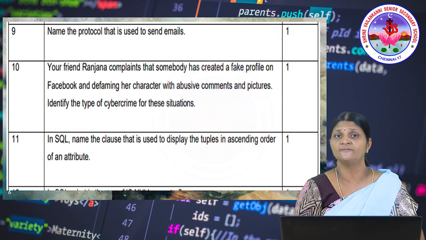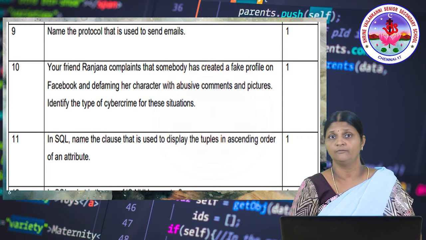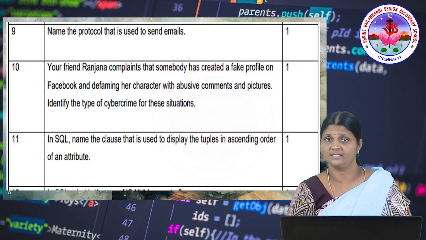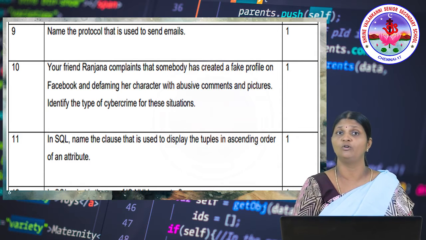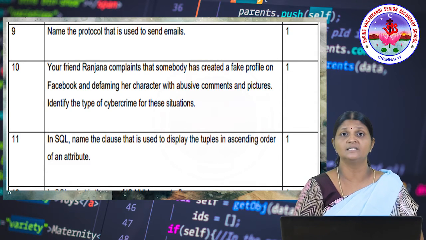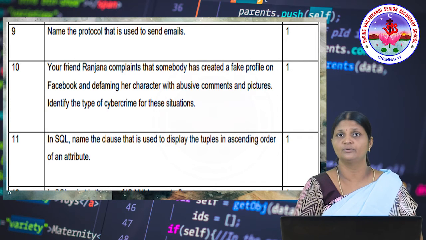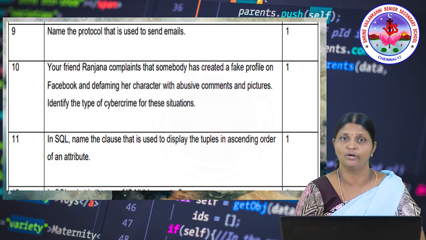If you don't specify anything beside the field name, that is ORDER BY field name, and then you give ASC or DESC, right? If you don't specify the order, it automatically displays the sequence in ascending order. So that is why it is given as ORDER BY.